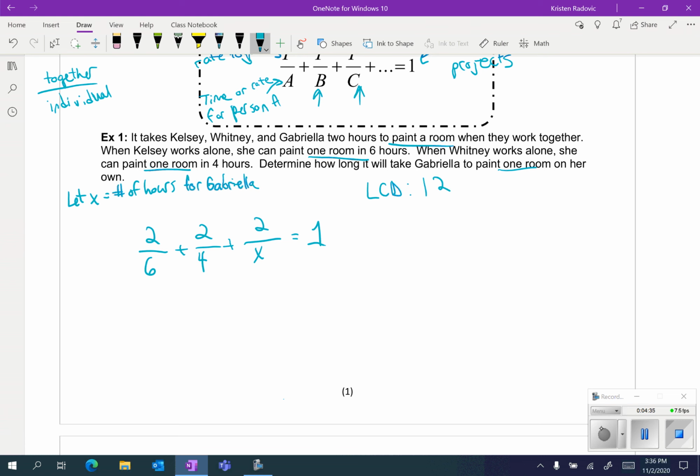6 goes into 12, 4 goes into 12, and an x. If you wanted to, you could have done 6 times 4 times x to get 24x. That's a common denominator. It is not the least common denominator, which is fine. You're just going to have to do a little extra simplifying if you choose to go with 24x. I'm now going to multiply each piece by what's missing. So when I rewrite this out, I'm going to leave some space to multiply.